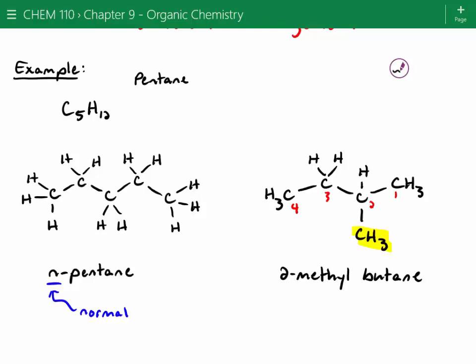Yep? Why is it 2-methyl and there's only one? Because there's a methyl at position 2. So you see how we numbered our carbons going along our longest chain? We went 1, 2, 3, 4, because that's our longest carbon chain that's continuous. And then at the 2 position, we've got this methyl group coming off. A methyl group is something containing 1 carbon atom.